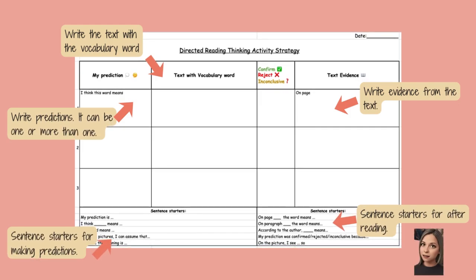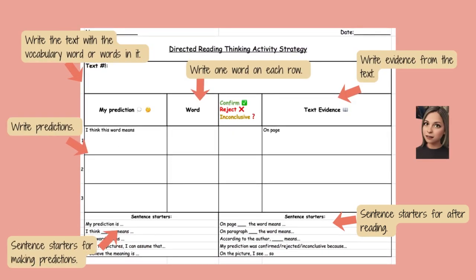Here is one of the versions of the organizers for vocab development. On this version, you can type or write a sentence or short paragraph from the original text on each row. So here you would have 3 different sentences that have a word that you want your students to learn, and they would make one prediction per word.